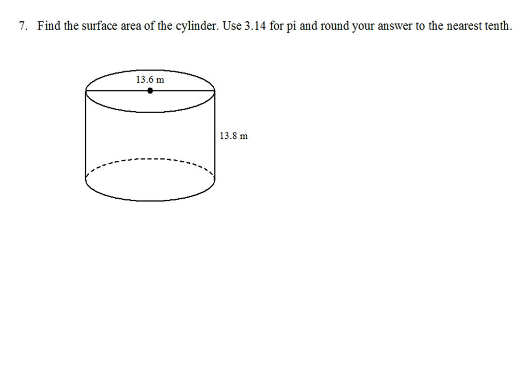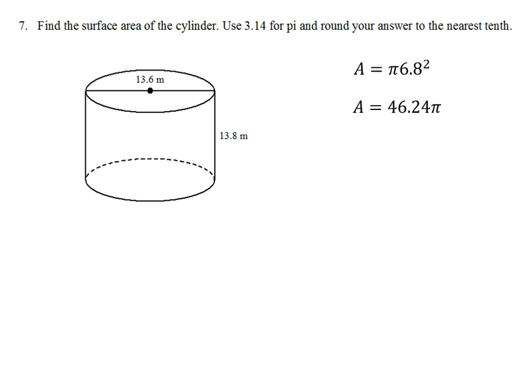Number 7, the surface area of the cylinder. We're going to use 3.14 for pi and round our answer to the nearest tenth. To find the surface area of a cylinder, we have to find the areas of the circles at the top and the bottom. The area of this top circle is going to be pi times 6.8 squared. Why 6.8 when this says 13.6? Because this 13.6 is the diameter of the circle. To find the area of the circle, I need the radius, and the radius is half the diameter. Half of 13.6 is 6.8. So the area of the top circle is pi times 6.8 squared, which is 46.24 times pi.